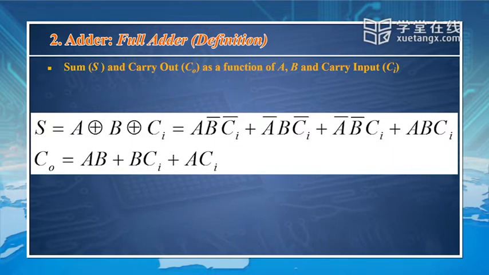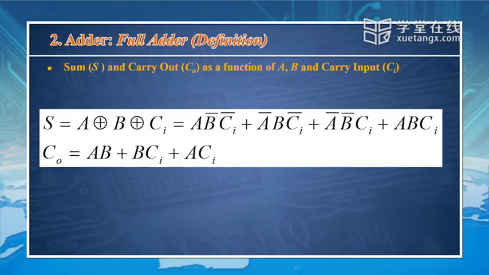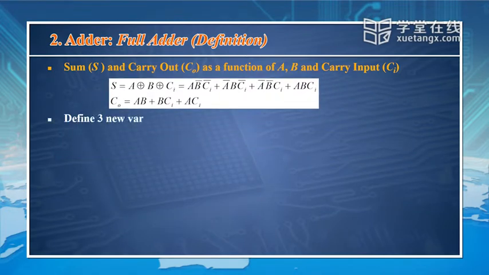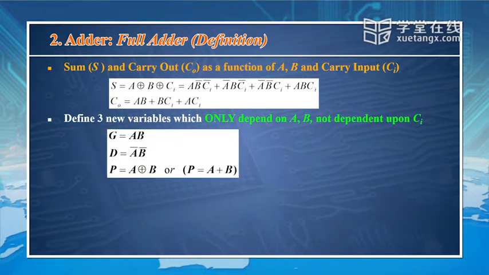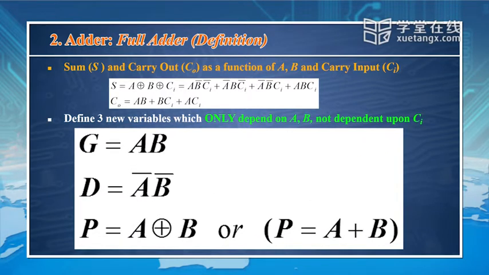And also, according to the carry delete, carry generate, and carry propagate, we can define 3 new variables which only depend on A and B, not depend upon the Ci. So here we define the carry generate signal. G here stands for generate. So G equals A and B. So when A equals 1, at the same time B equals 1, then G is equal to 1, definitely, right? So it's called carry generate.